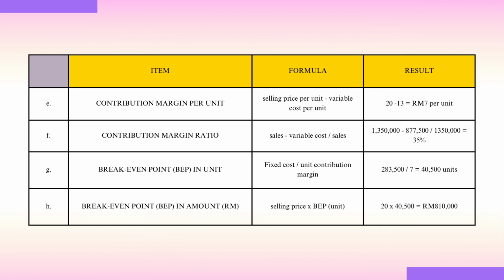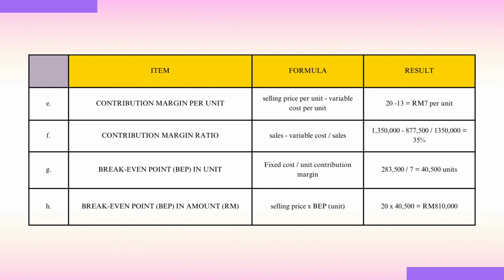20, minus the variable cost per unit, which is 13, and we are going to get 7 ringgit. So for the contribution margin ratio, we're going to take sales minus the variable cost and divide by sales, which is 1,350,000 minus 877,500. Then we are going to divide with the sales, which is 1,350,000, and we are going to get 35%.